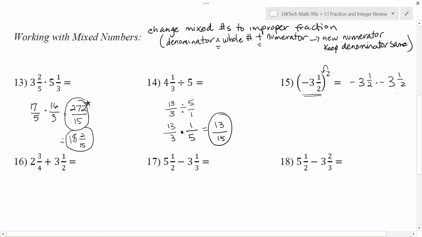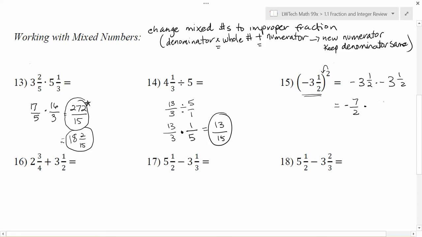Now, I can't do multiplication of fractions when they are in mixed number form. So the very first thing we have to do is change it to an improper fraction before we do anything else. So in this case, we do 2 times 3 is 6 plus 1 is 7. We keep the bottom the same, so it's 7 halves. And don't forget it was a negative. So we have negative 7 halves for the first fraction.